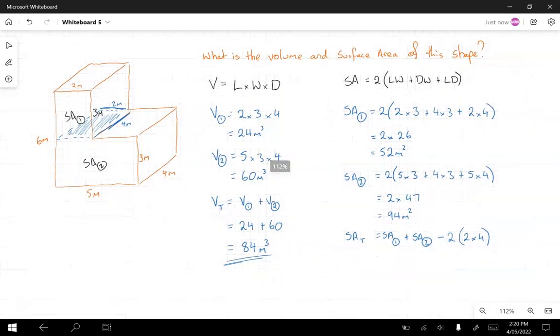So here, what we've got is 52 plus 94, so that's surface area 1 plus surface area 2, and then we're going to take away 2 lots of 8, which is 16, and that should leave us with 130 square meters. Just remember as well, surface area is area, so it's square meters. The volume was cubic meters. Hope that helps.